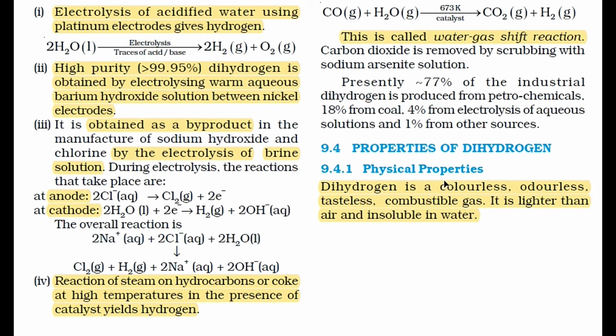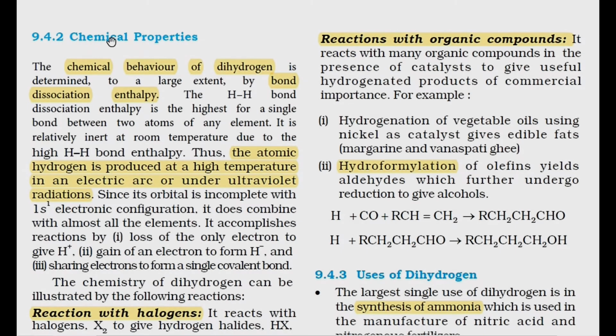Properties of dihydrogen. Physical properties. Dihydrogen is a colorless, odorless, tasteless, combustible gas, and it is lighter than air, insoluble in water. Next, chemical properties of dihydrogen.